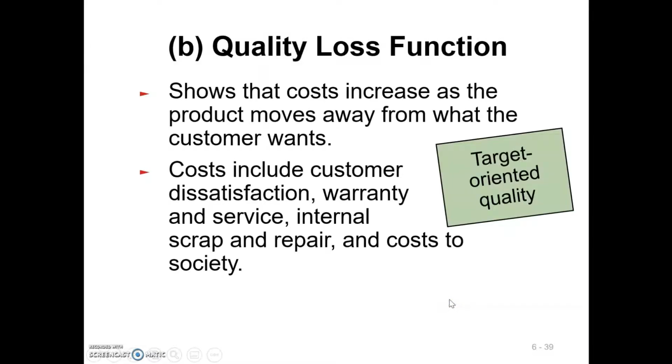In terms of quality loss function, it shows that costs increase as the product moves away from what the customer wants. Costs in this case include customer dissatisfaction, warranty and service, internal scrap and repair, and also costs to society.